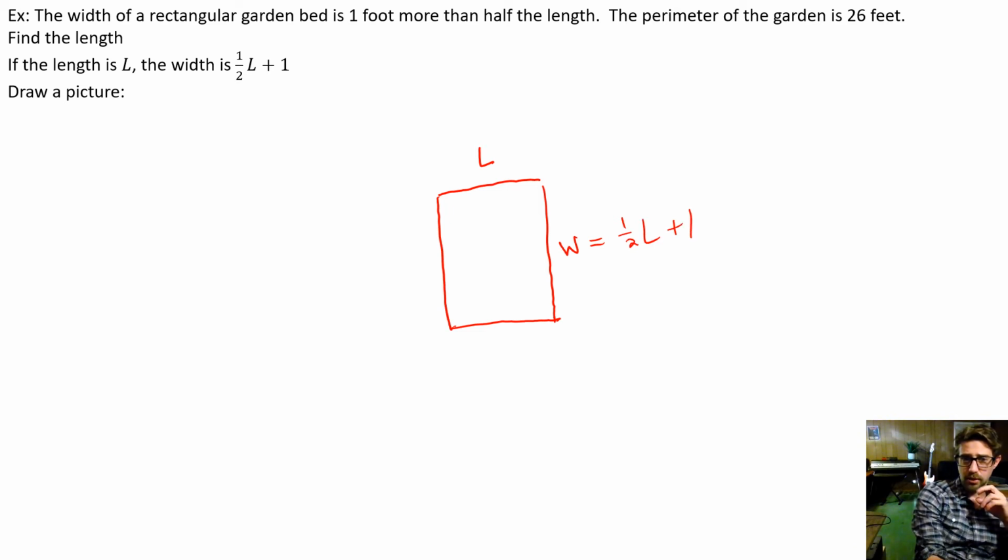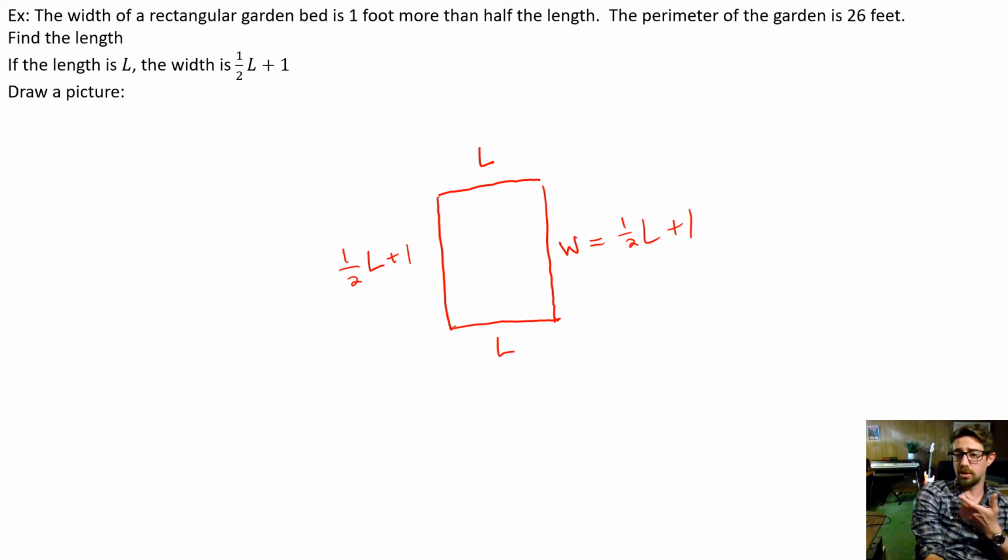Now it's a rectangle, so let's label all the sides. Because it's symmetrical, this side is also 1/2 L plus 1, and this side is also L. So now here's where we use the other piece of information. We know that the perimeter is 26. If we didn't know that, then we couldn't figure any of this out.